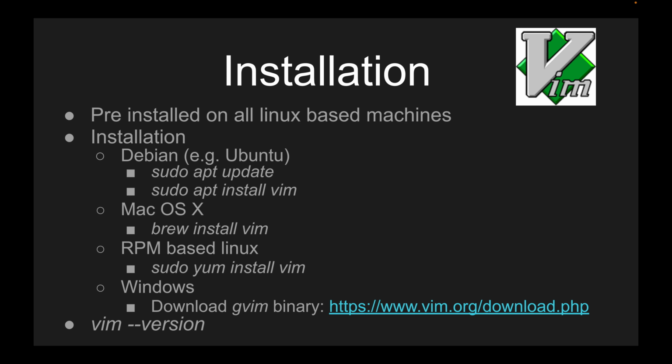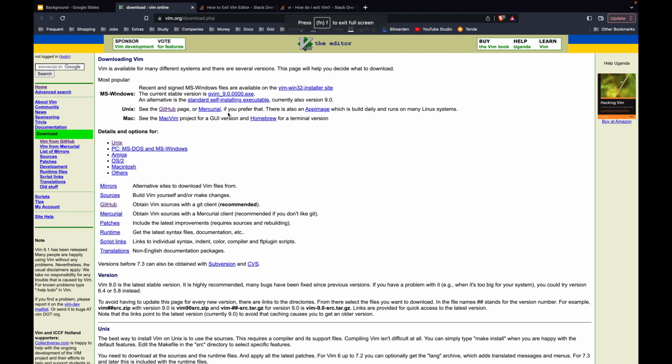For installation, on Linux-based machines like macOS and Ubuntu, Vim is already installed. I have given specific commands also for Debian, macOS or RPM-based Linux. We can follow these commands for specific machines if we don't have it installed in our system. For Windows, we can go to the official Vim website, vim.org, and download gvim. So in Windows we have gvim, which works exactly the same, but it is the graphical version of it.